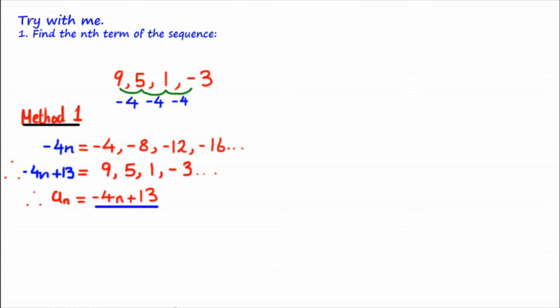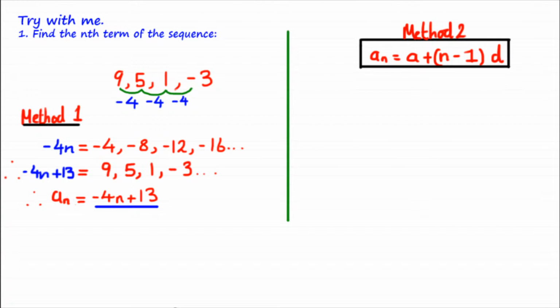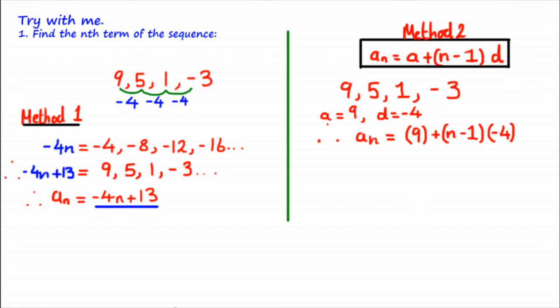Okay, and using the second method, once again, we just use the same sequence. And we can see again here that a equal to 9 will be our first term, d equal to negative 4 would be our common difference, and substituting those values into the general formula, we get an answer of minus 4n plus 13. So you get exactly the same answer. That was brilliant. Good stuff.